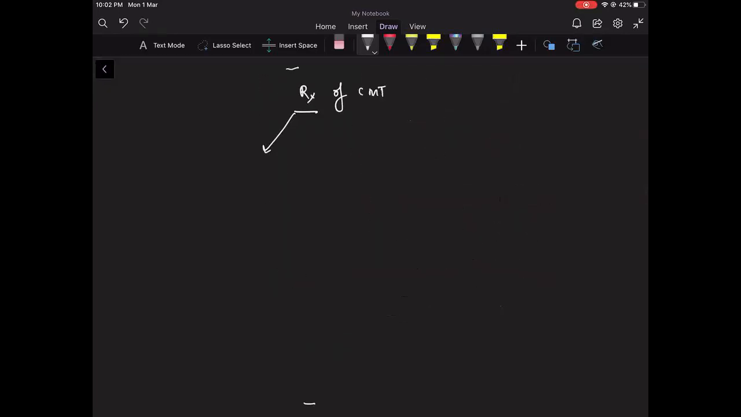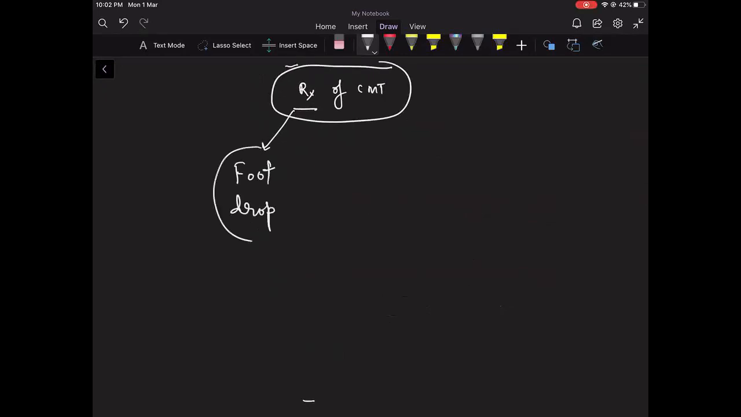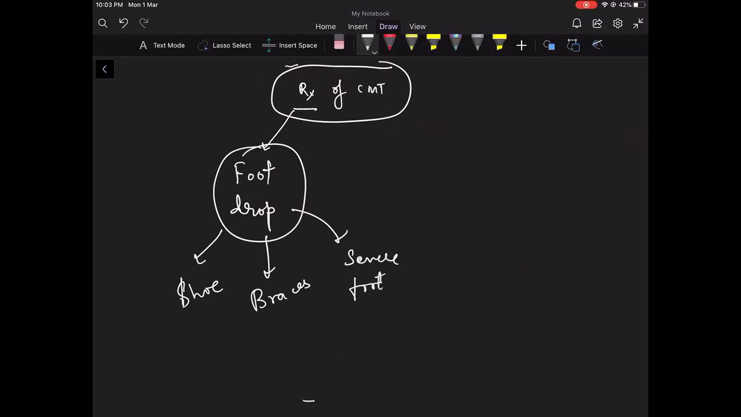Coming to the treatment of Charcot-Marie-Tooth disease as a whole, the patient will classically have foot drop here. So we have to manage the foot drop with consultation with orthopedics. The patient should have fitting shoes, and ankle foot braces should be there. The patient might have severe foot drop also, so accordingly, surgery should be planned for the patient.